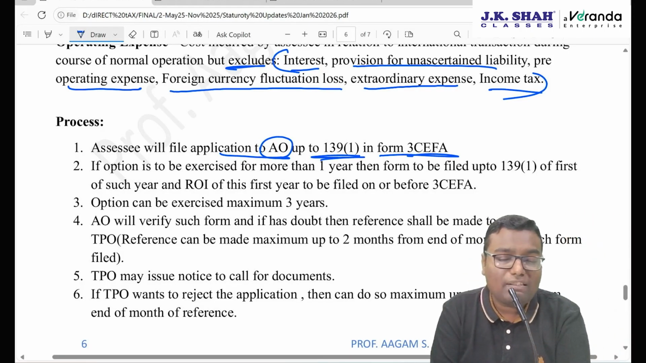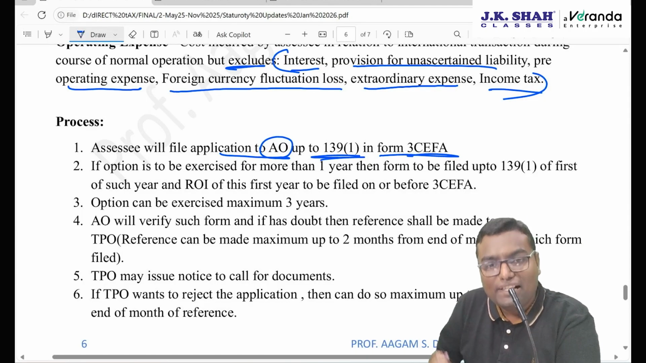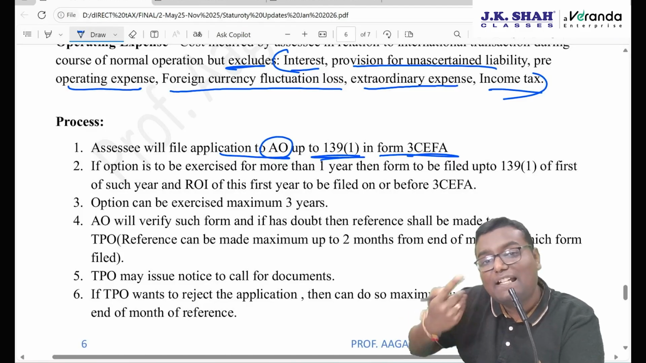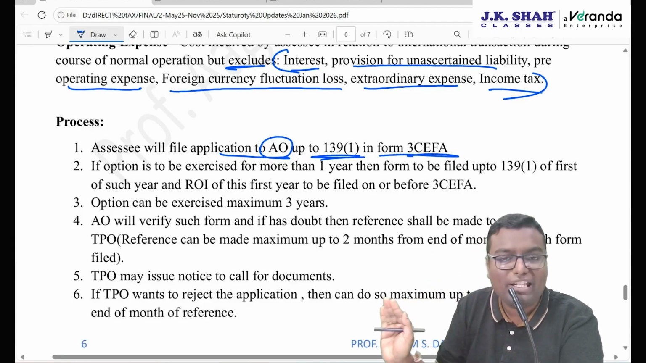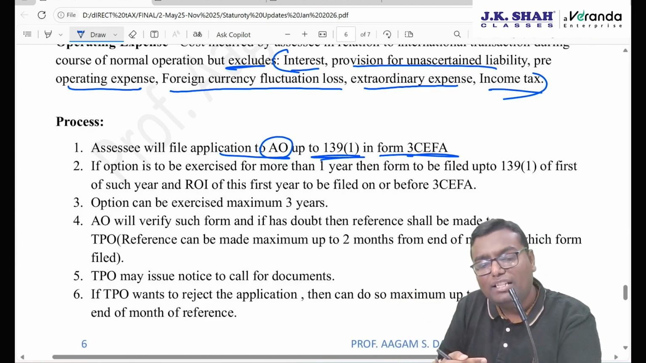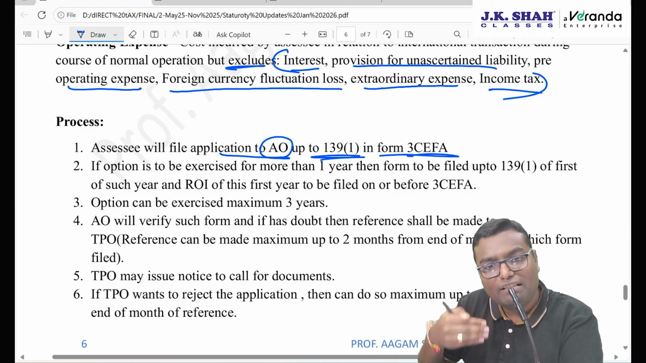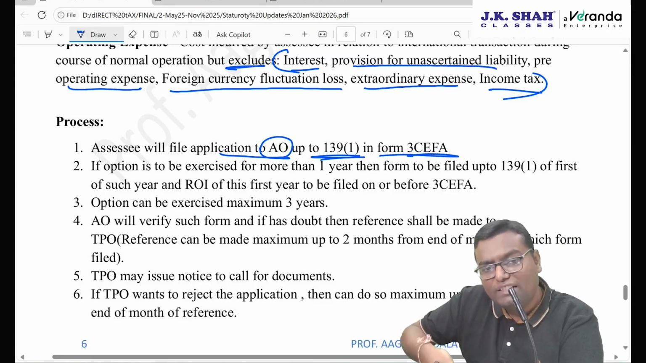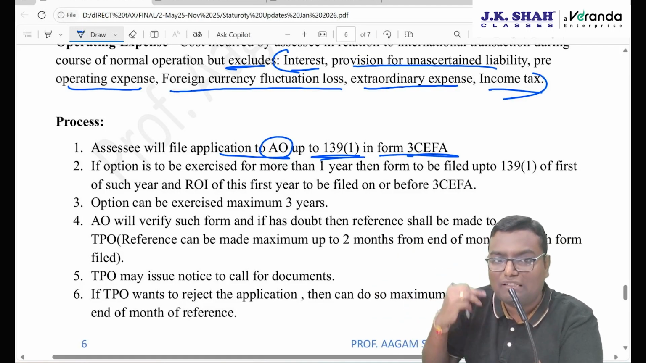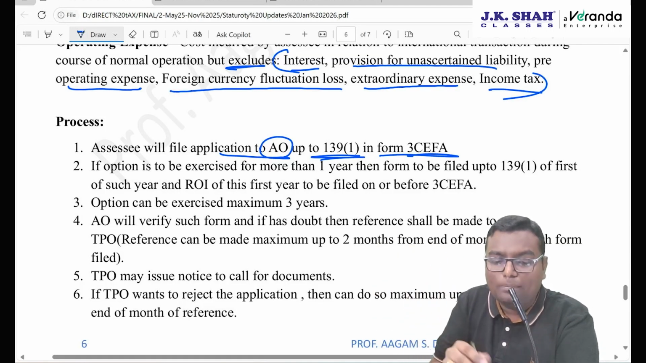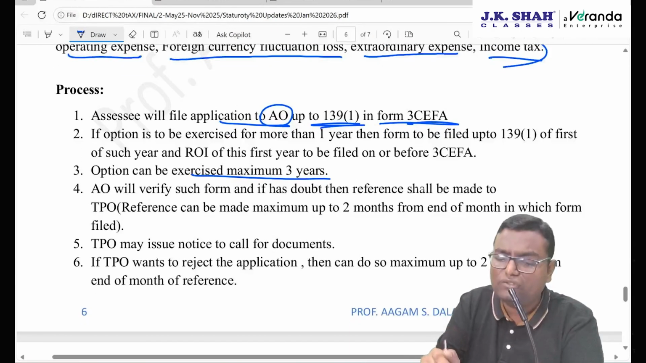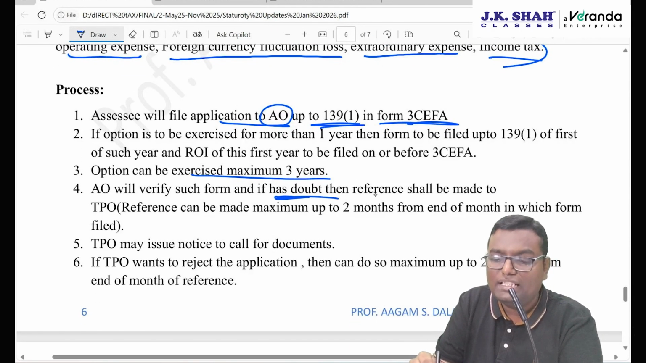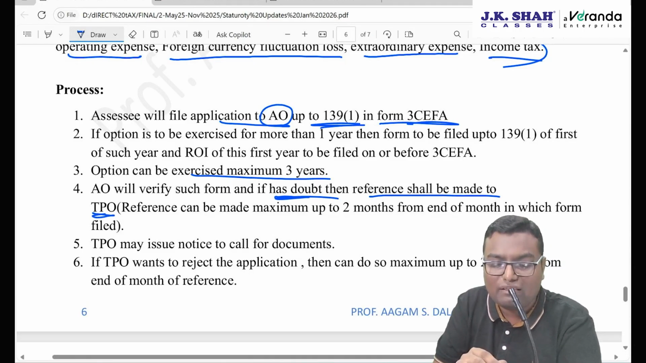If you want to adopt the safe harbor rules for 3 years, the form has to be filed in the first year by the 139(1) due date. It cannot be filed in the second year with retrospective effect. No, it is not an advance pricing agreement. Rollback is not applicable. It will be applicable from the year for which it is filed, and then for 2 more years. In total, 3 years. The option can be exercised for a maximum of 3 years. The AO will verify such form, and if he has a doubt, then a reference shall be made to the transfer pricing officer.